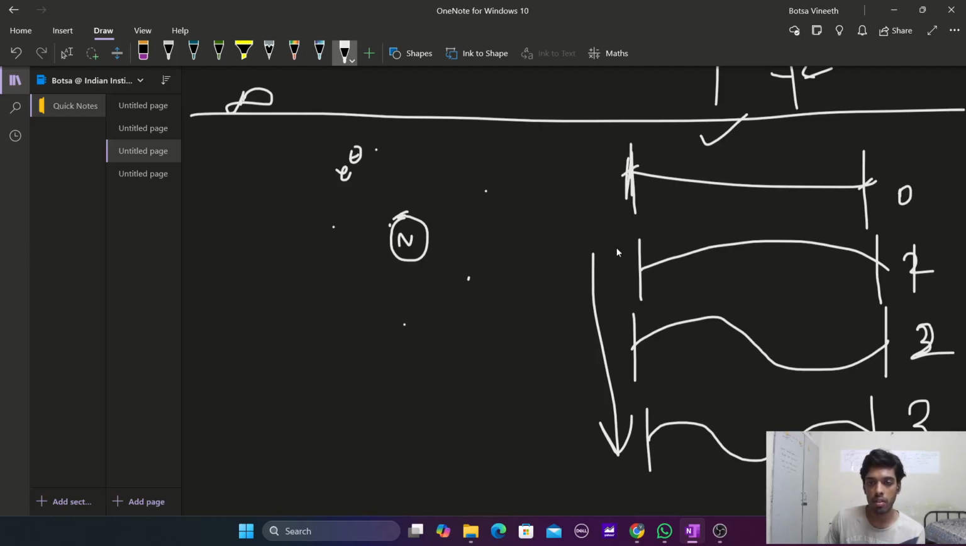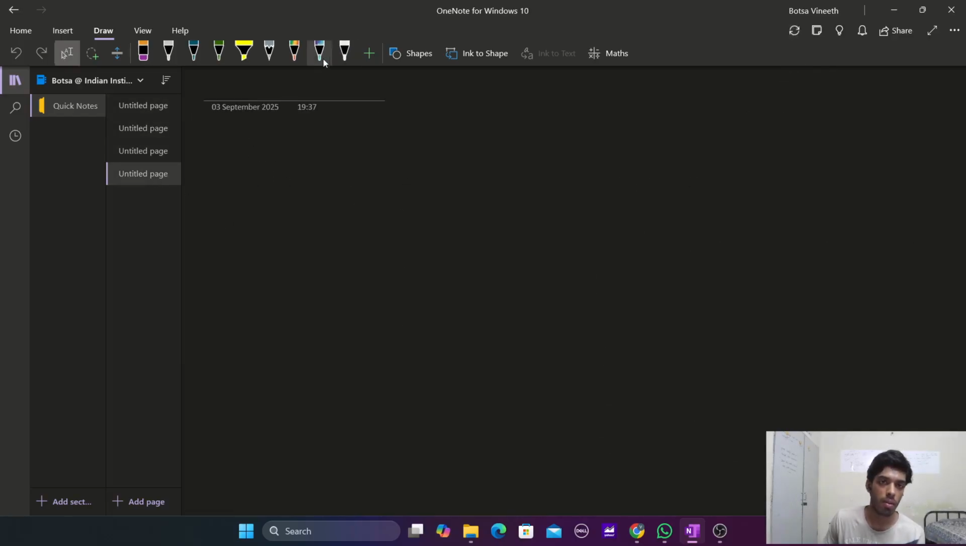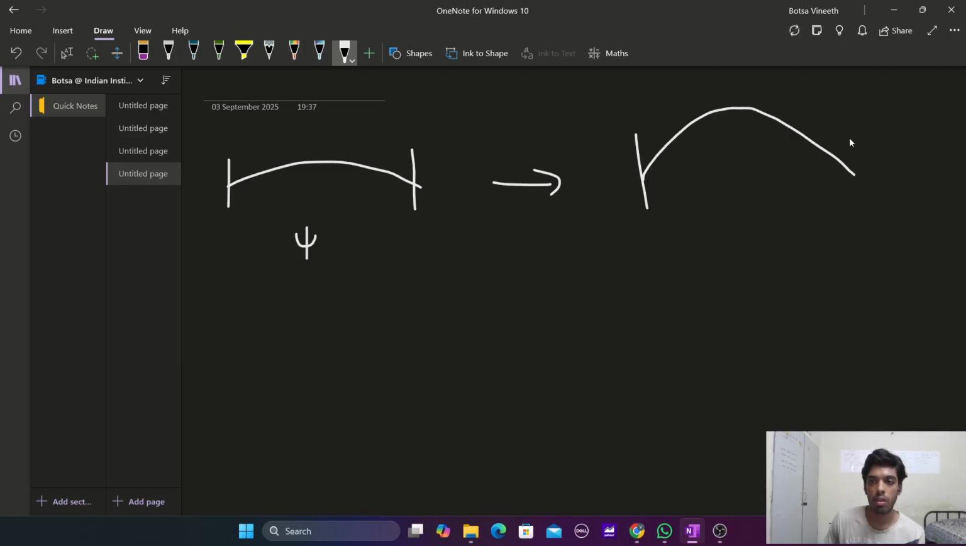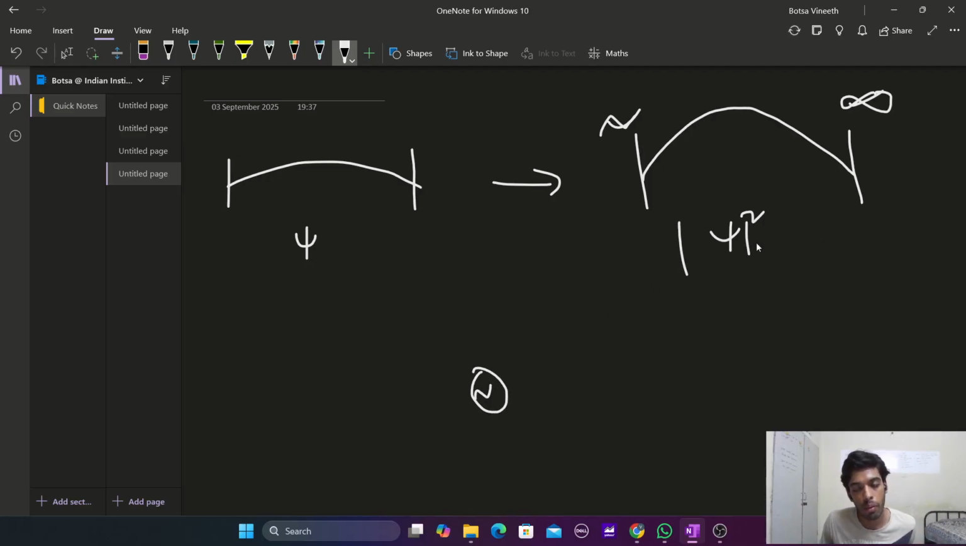So let's map this to our model. This is our psi. Then what will be our psi square? Psi square will be the square of psi. It's confined between two points, one the nucleus, another infinity. Psi square represents the probability of finding an electron, so it peaks at some particular point and then goes down.